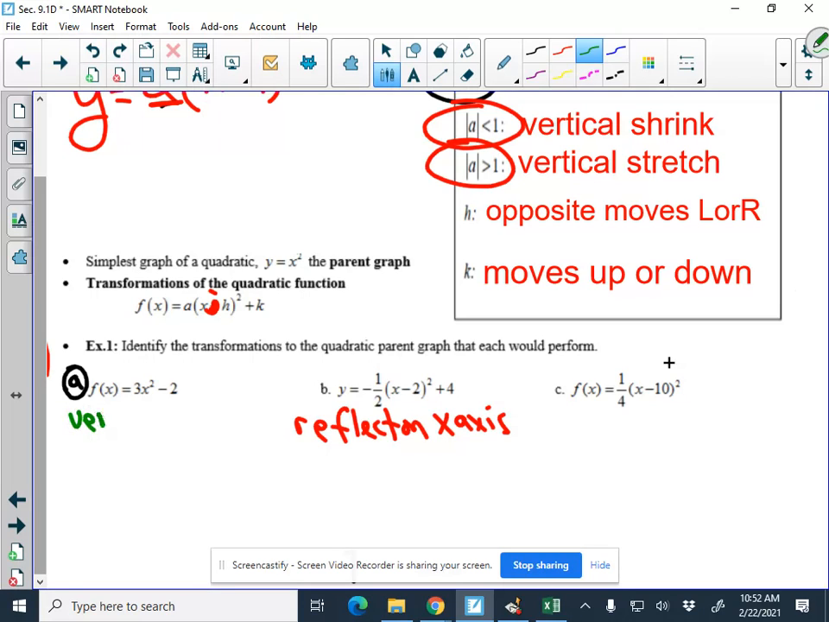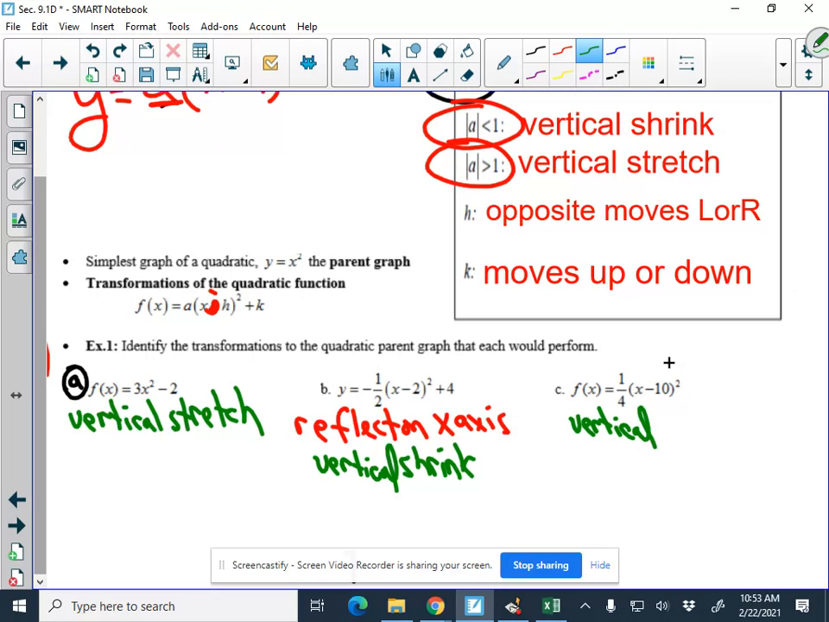Okay, so we say that is a vertical stretch. That one will be taller. It will be this idea. Arms pulled up. What's this one going to be? Ignore the reflection. Just look at the number. Shrink. What's that one? Shrink. Okay? It's 1/4. It's a small number.